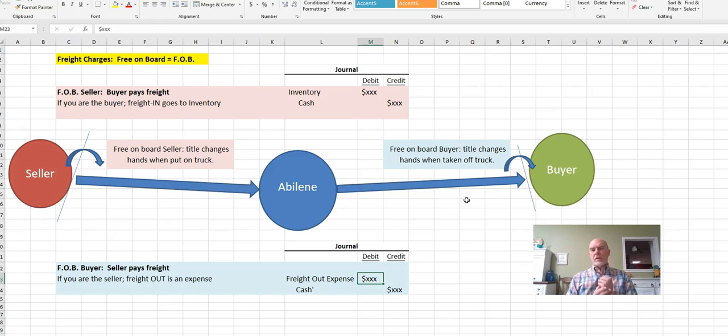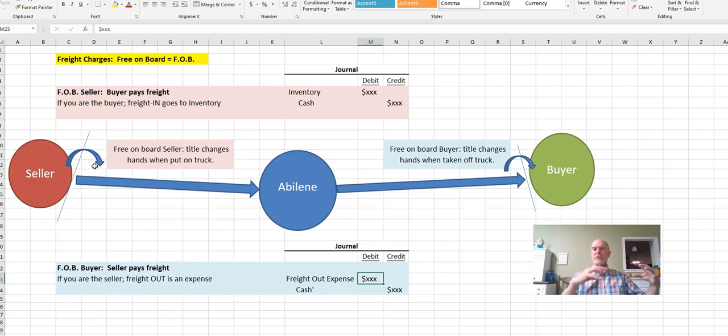Another key important thing to remember: whoever is in contract with the trucking company owns title to the merchandise. So if you're paying the freight, that means that while it's on the truck, it belongs to you. And that makes sense. So over here, if it's free on board seller, which means we are paying the freight, we're the buyer, that means as soon as it goes on the truck, then that becomes ours. So that has to do with liability.